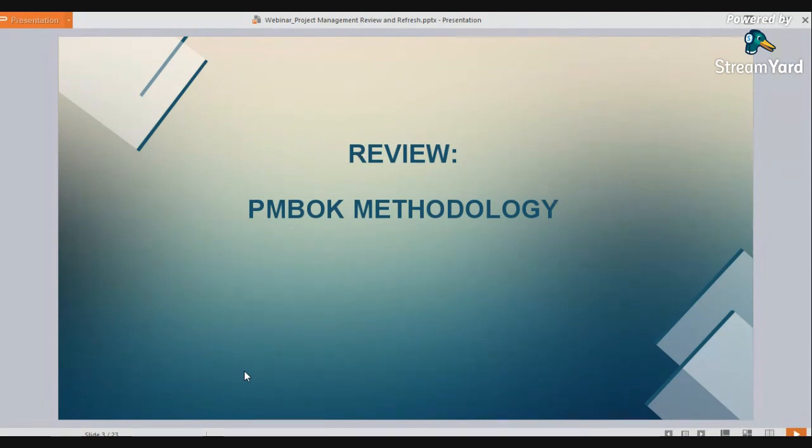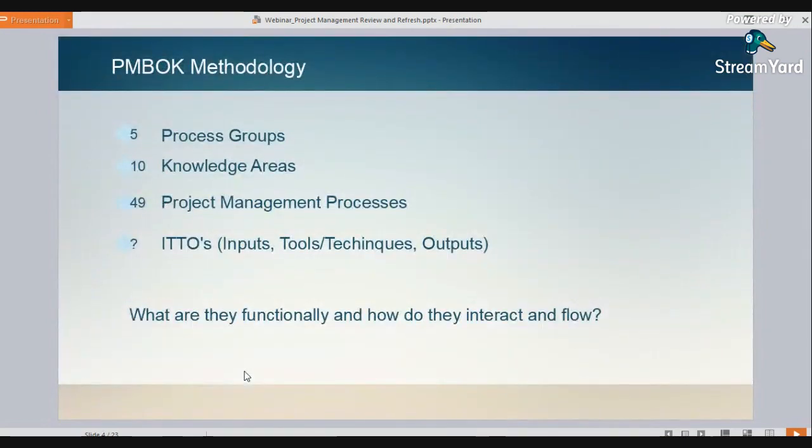So let's get started. Let's get started with what we call the PMBOK methodology. PMBOK methodology, again, as mentioned in the introduction: 5 process groups, 10 knowledge areas, 49 management processes. We're going to go into those in detail with a focus on what they are functionally and how they interact. How do the knowledge areas interact with the process groups? What are the inputs, tools, and techniques and outputs?